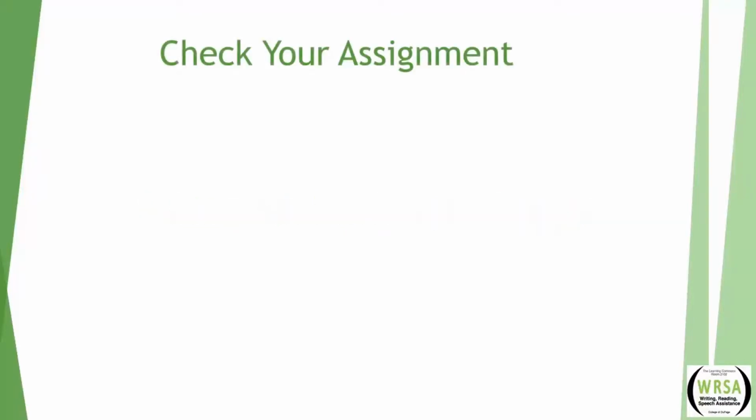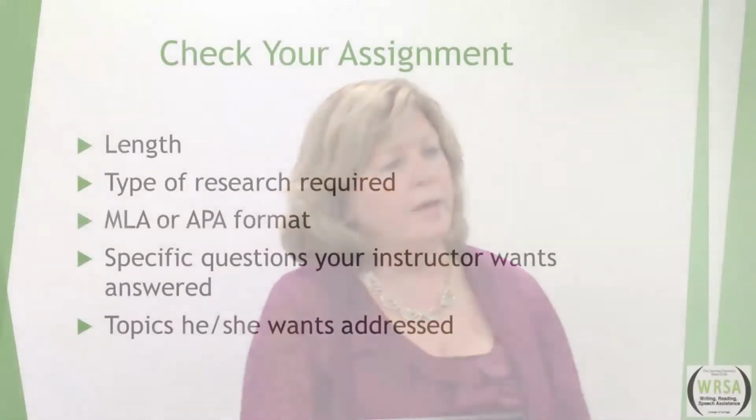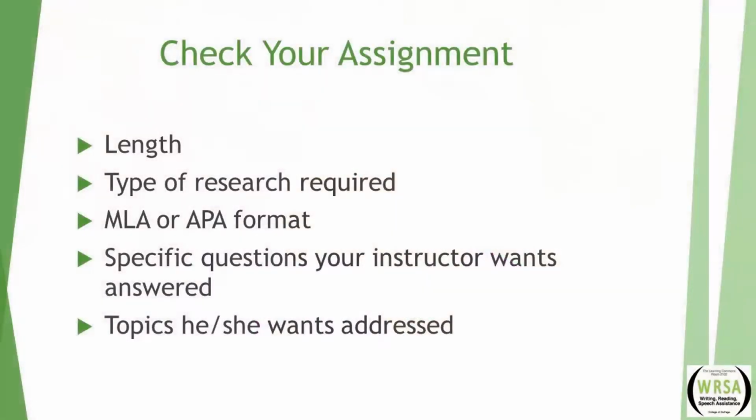Number 1, check your assignment very carefully. Go back and reread your assignment. If you've printed it out, go back and highlight the most important things of your assignment and make sure that you have all the parts that your assignment says you have to have. Does it say you have to have a certain number of sources? Does it say that you have to have a certain number of pages? Does it talk about whether you're supposed to be in APA or MLA format? Does it tell you how many paragraphs you have to have? All those things are really important. So make sure that you've got all the parts of the assignment very carefully checked.